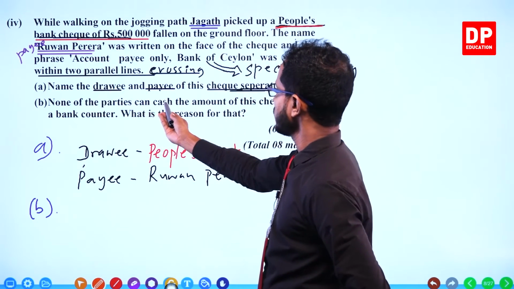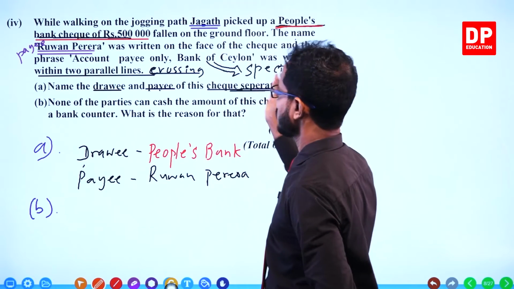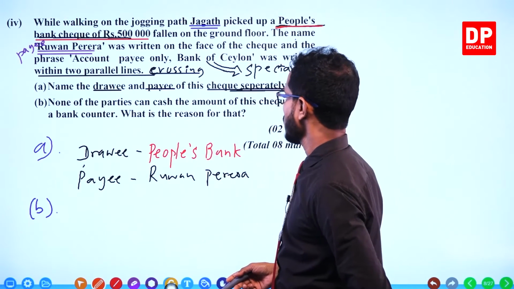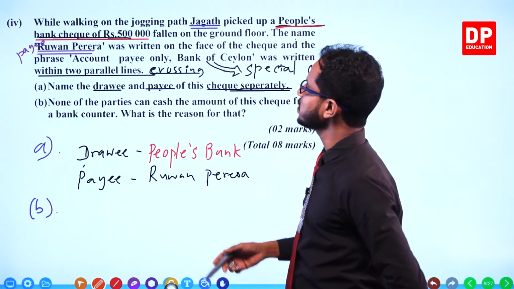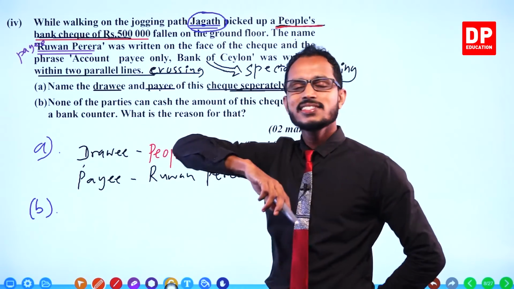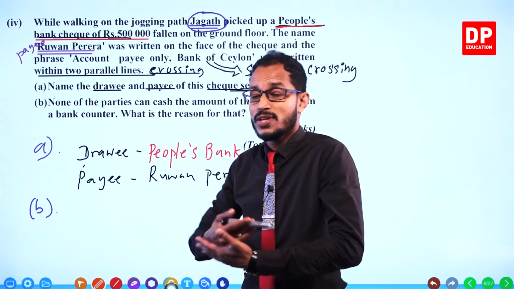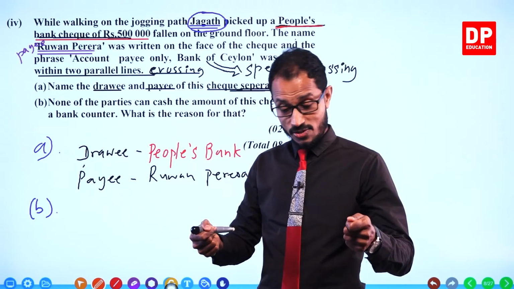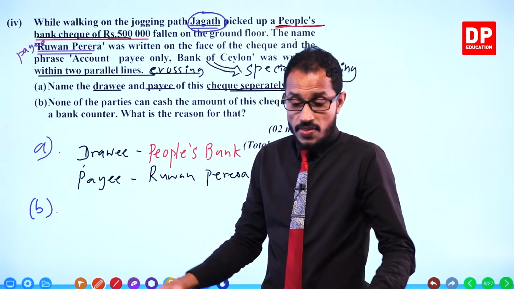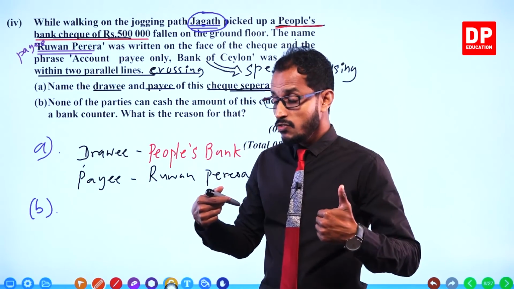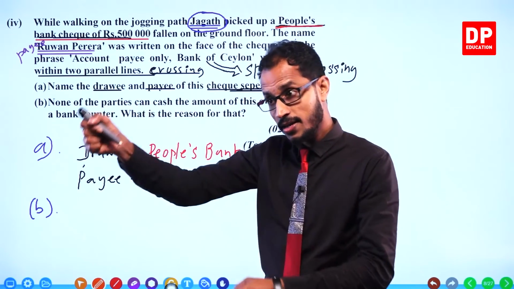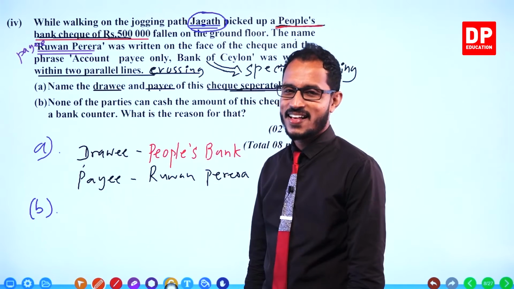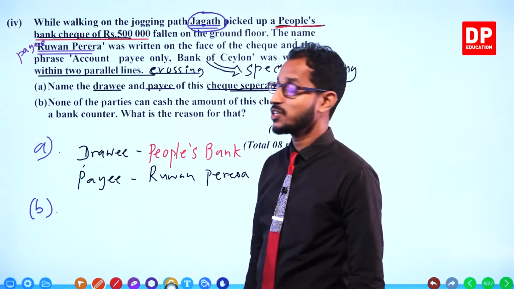None of the parties can cash the amount of this check from a bank counter. What is the reason for that? None of the parties. Not Jagat. That's why I said Jagat is a lucky guy. Today is my lucky day because I found this check and it's 500,000. It was on the ground. There is no owner. I found it. Finders keepers. I run to the bank to get the cash. No, not so lucky. That's why I said Jagat cannot take the cash.